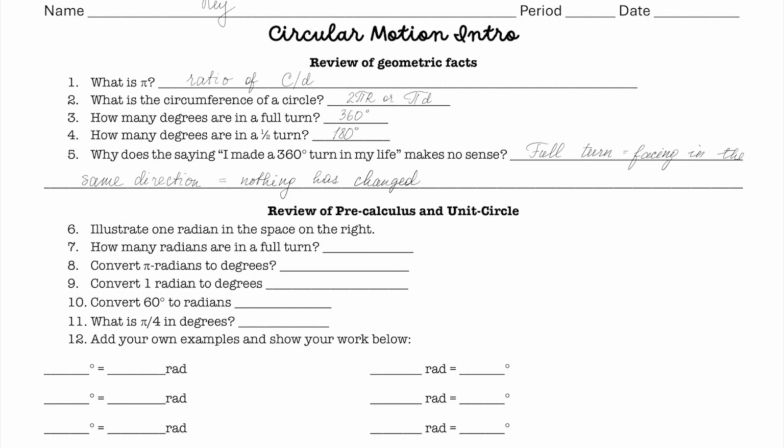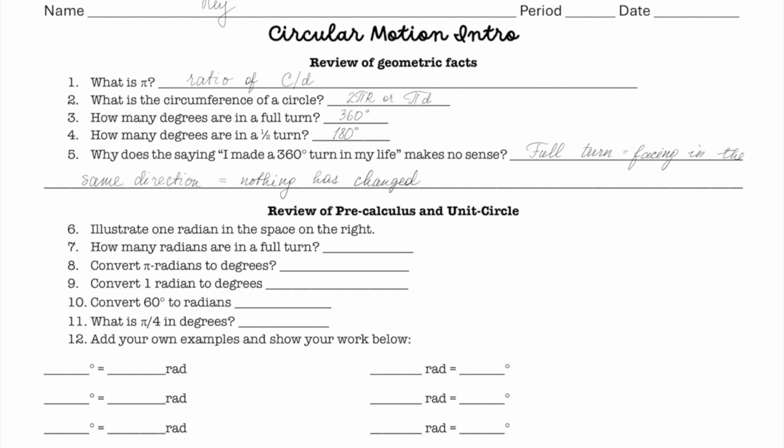Hello and welcome. This is your recap of the intro to circular motion. In this unit, we're going to talk about three things: things that revolve, things that rotate around other things, and the cause of rotation, which is torque. In the introduction part, we're going to review some geometric and pre-calculus notions that are very important for this unit.